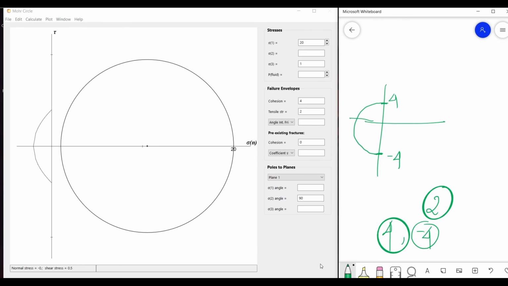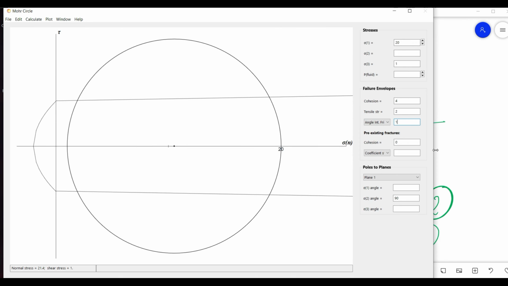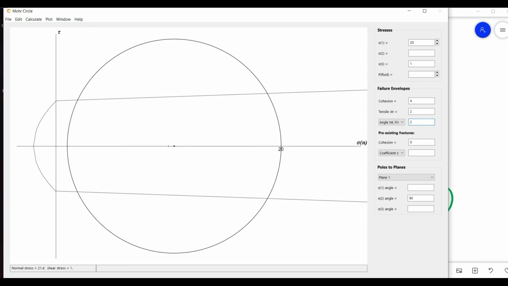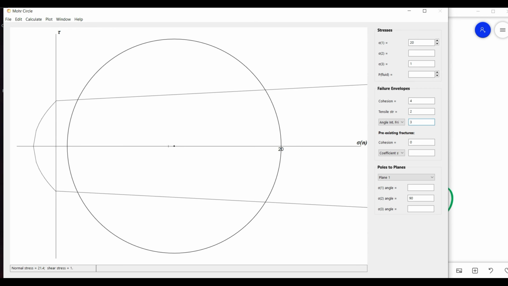If we set the angle of internal friction at 0, there is nothing much to do. But if we take it as 1, now you can see there is some movement in the diagram. Then if we keep it 2, now the angle is increasing. Now if we keep it 3, the angle is again increasing.